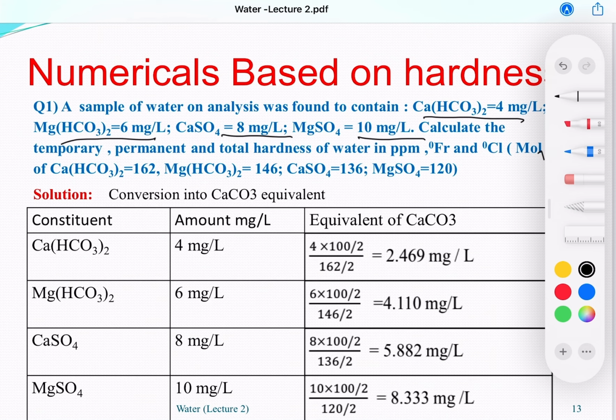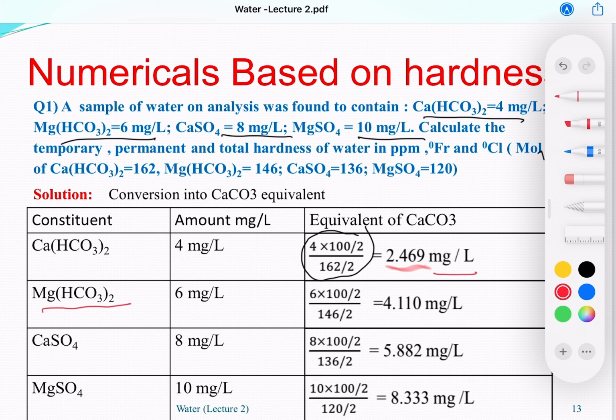Now the constituent calcium bicarbonate, you have 4 mg per liter. We will write down whatever is given in the question. Magnesium bicarbonate is 6, calcium sulfate is 8 and so on. Now we will convert it into equivalents of CaCO3. So when we convert this calcium bicarbonate into equivalents of CaCO3, the answer is 2.469 milligram per liter.